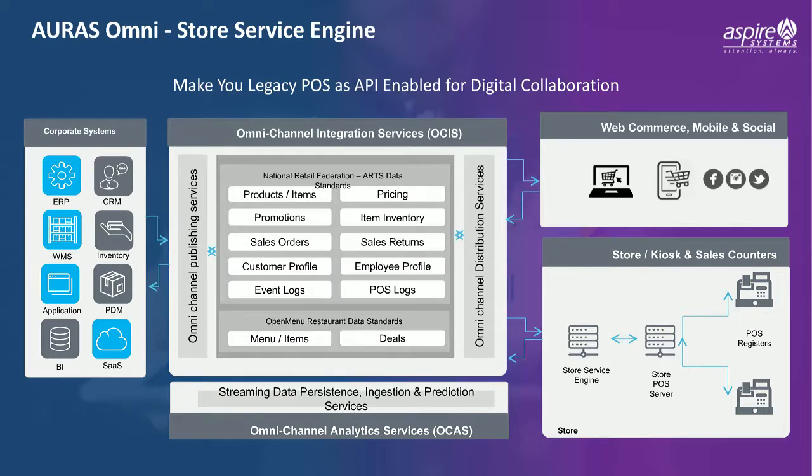If you take a deeper look at ORAS's omni-channel integration services, the OCIS portion, you can see two sets of services. One is the publishing services, the other is the distribution services. The publishing services are consumed by the corporate systems to publish any data, either a new product rollout or a promotion rollout. The distribution services take that data and push it to the corporate systems, omni-channel systems, or the store systems, depending upon the data or how you want to roll it out.